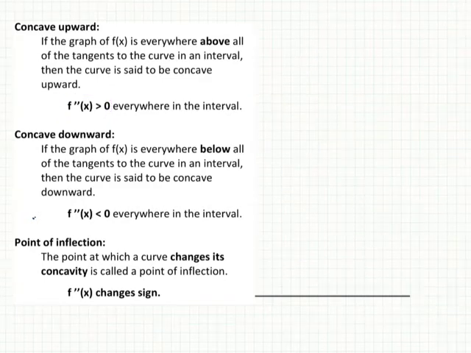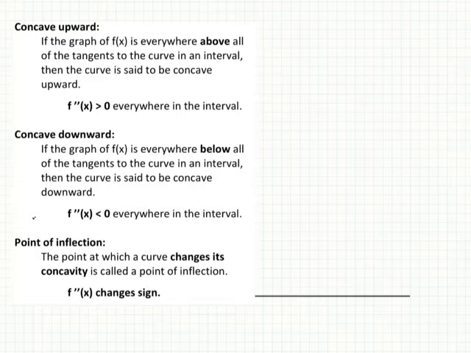In the following set of definitions, we're going to be looking at the second derivative test for concavity, and we're going to determine whether something is concave upward or concave downward, and then we're going to define a point of inflection. So concave upward is pretty easy to understand.